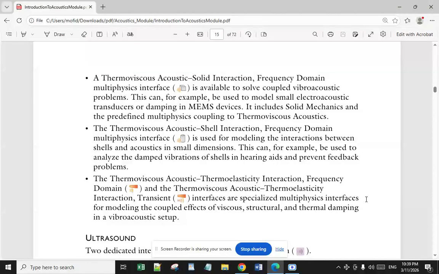The Thermoviscous Acoustic-Shell Interaction, Frequency Domain multiphysics interface is used for modeling the interaction between shells and acoustics in small dimensions. This can, for example, be used to analyze the damped vibrations of shells in hearing aids and prevent feedback problems. The Thermoviscous Acoustic-Elasticity Interaction, Frequency Domain and the Thermoviscous Acoustic-Thermoelasticity Interaction, Transient interfaces are specialized multiphysics interfaces for modeling the coupled effects of viscous, structural, and thermal damping in a vibroacoustic setup.